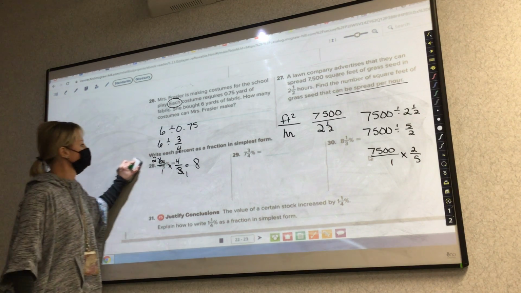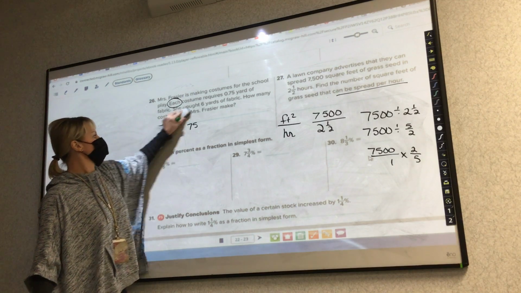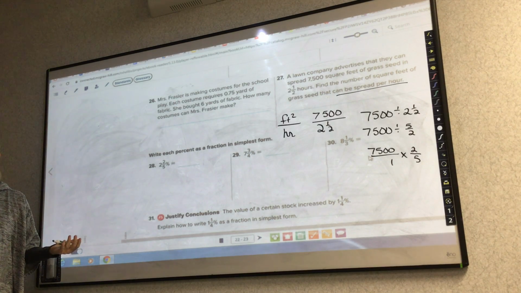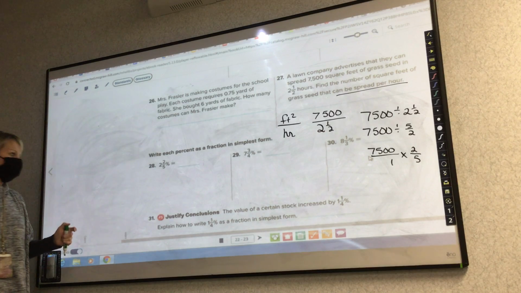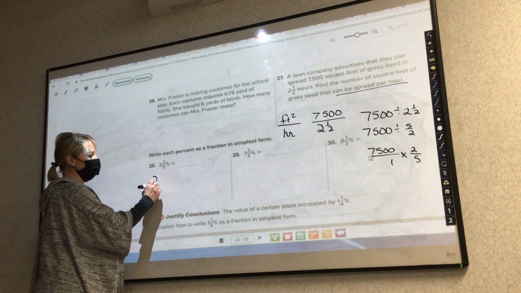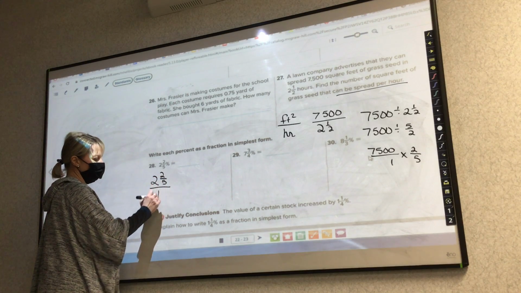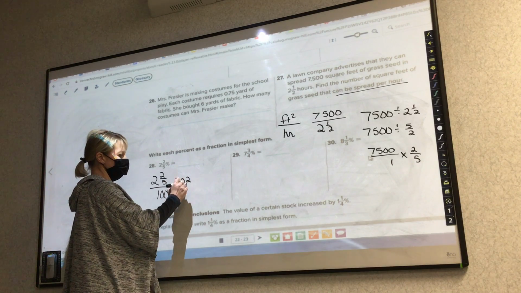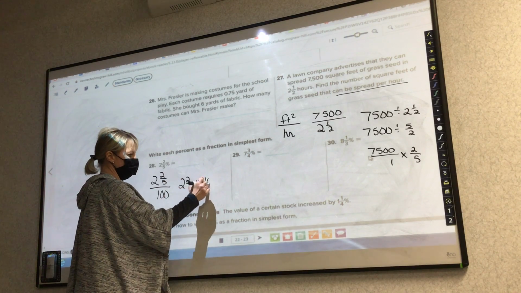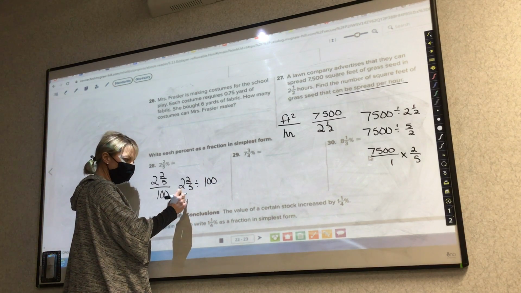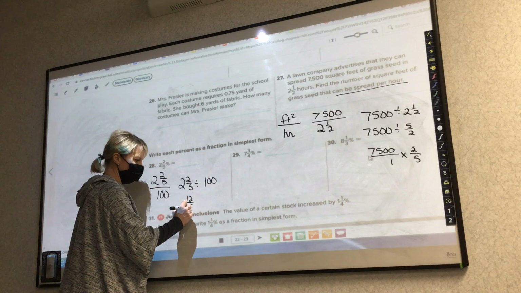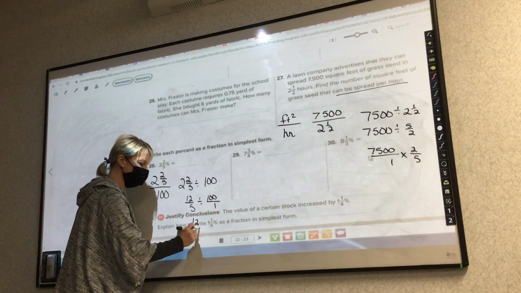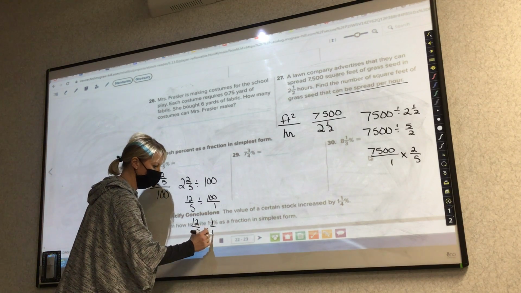Then we went to 28. To change percents to a fraction, what do we put a percent over? Not 1. 100. It's always over 100, so you should have started by writing 2 2/5 over 100. Then you would have written 2 2/5 divided by 100. Then you would have written 12 fifths divided by 100 over 1, and then 12 fifths times 1 over 100.